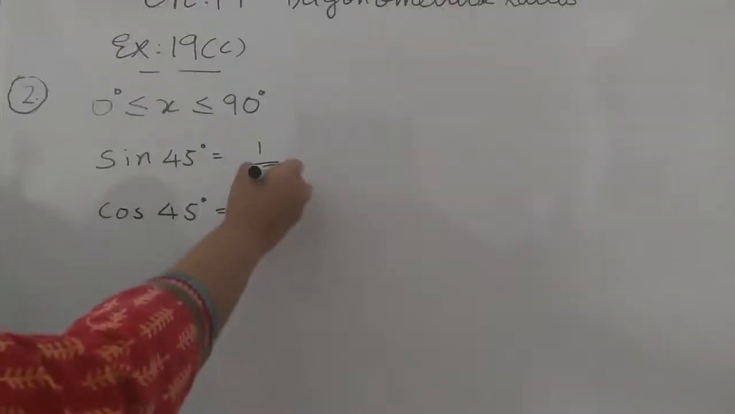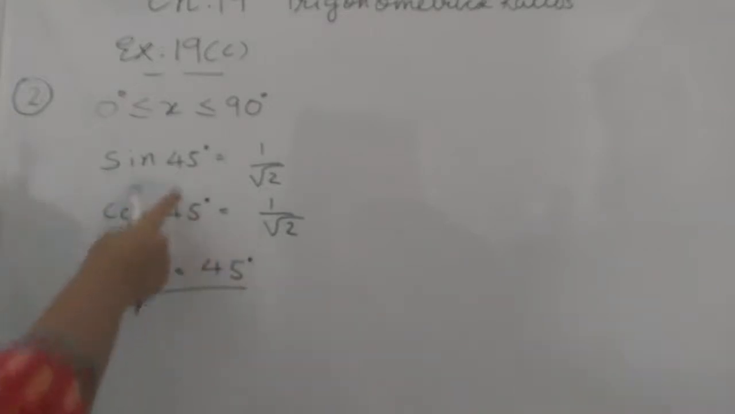But here the sine and cos must be the same. So you have to check your table in which sine 45 and cos 45 both values are the same, and they are 1 by root 2, 1 by root 2. So what is our x value? It will be 45 degree. So for 45 degree only you get sine and cos values the same. So x value is 45 degree here.